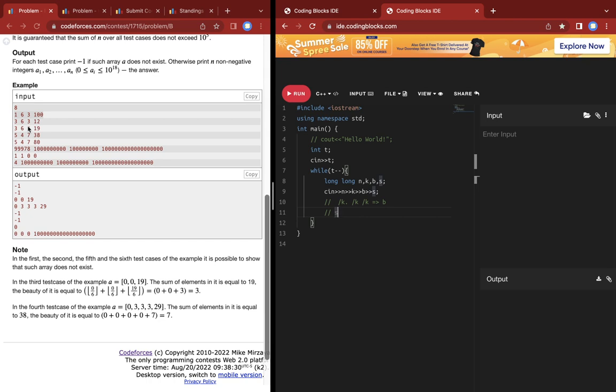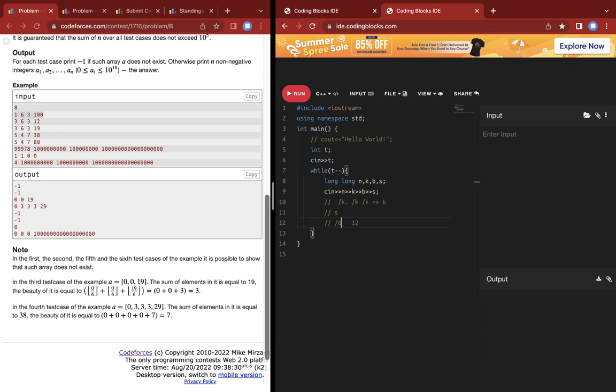Okay, second test case, 3, 6, 3, 12. Three numbers that add up to 12, but when divided by 6, each one of them add up to 3. Weird.